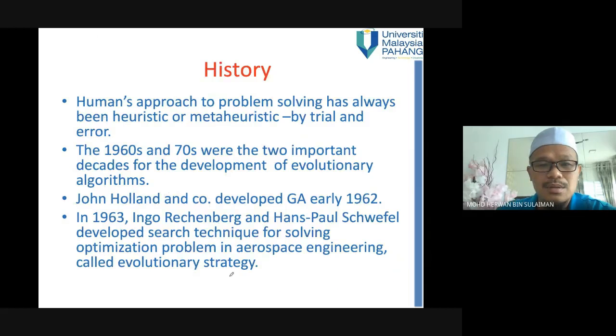Okay. So in history, humans' approach to problem solving has always been heuristic or meta-heuristic. What is heuristic or meta-heuristic? It is by trial and error. And the 1960s and 70s are two important decades for the development of evolutionary algorithms. This is due to the period after World War II. World War II was in the 1940s, right?